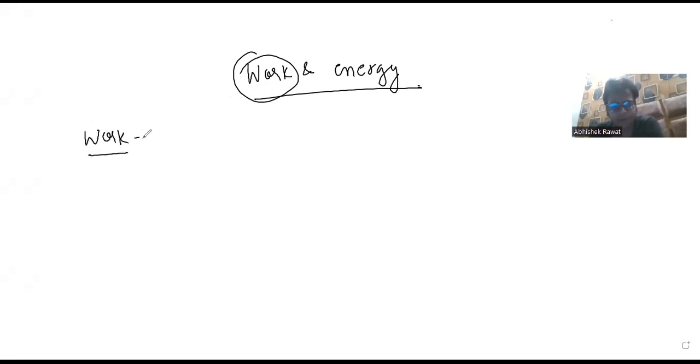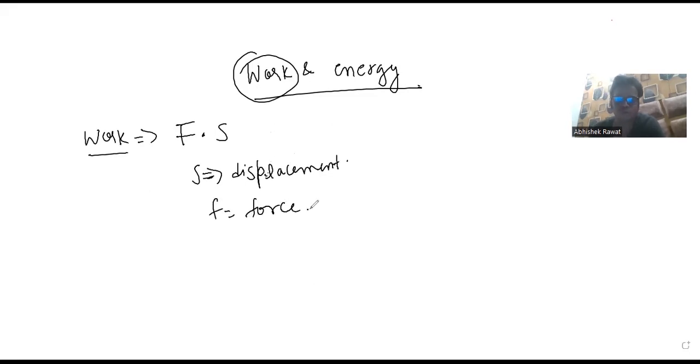Work is, mathematically, the product of force and displacement. F is denoted by force, and S is displacement. I will write S for displacement. You can also write D, it's up to you, but generally S is used in standard books. So S is displacement and F is force. This is the mathematical formula.